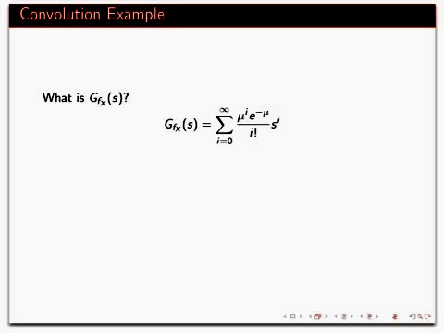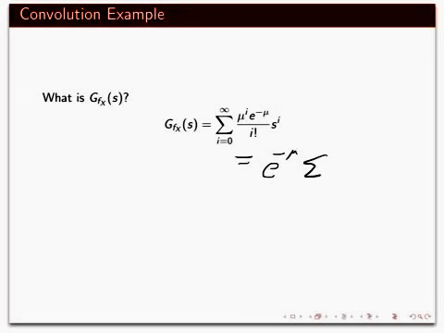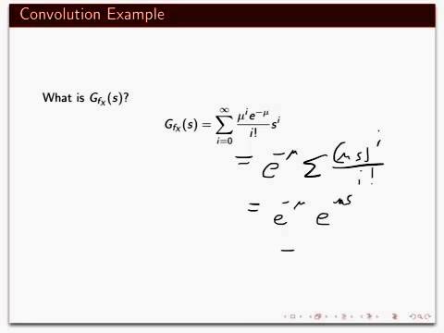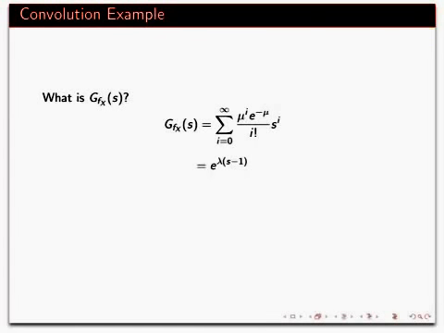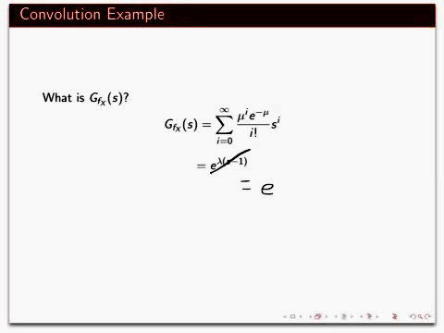We can pull out the e to the minus mu. Then we have the sum of mu times s to the i power over i factorial. This you should recognize as the exponential power series, so this is e to the mu times s. So this equals e to the minus mu times e to the mu times s, and this equals e to the mu times (s minus 1). Oops, that should be a mu. Okay, good enough.